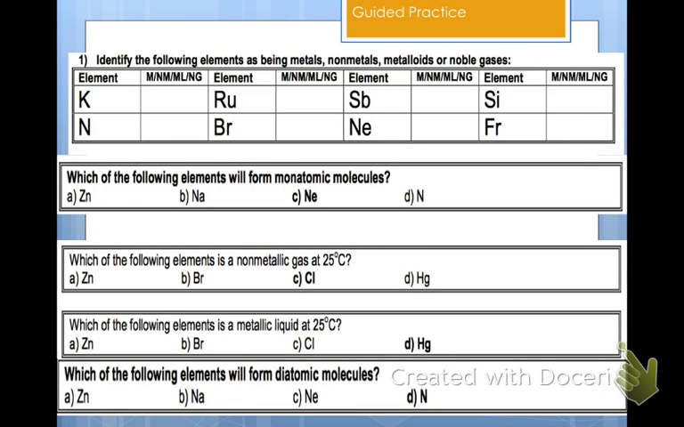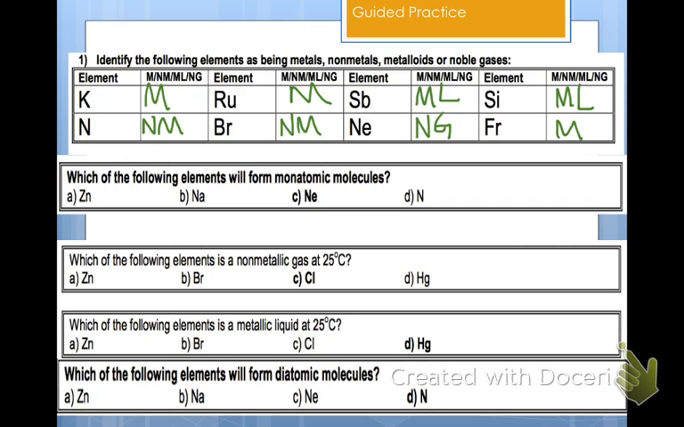Identify the following elements as being metals, nonmetals, metalloids, or noble gases. Well, this just makes you have to take out your periodic table. So I want you to pause the video if you don't have it out already and just practice. See if you can find out which ones these are. All right, check what you got.